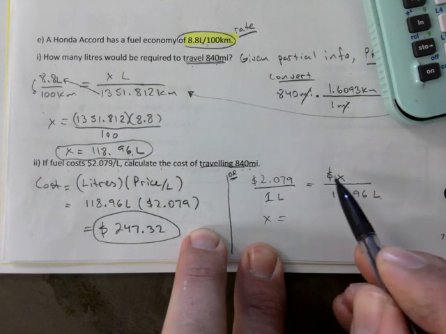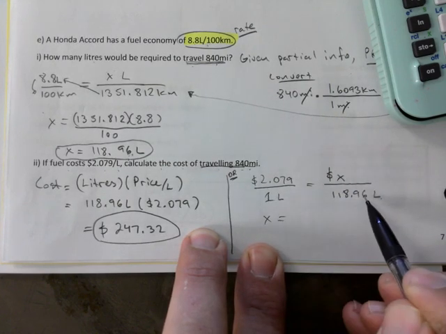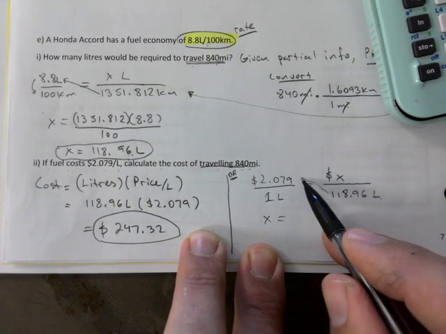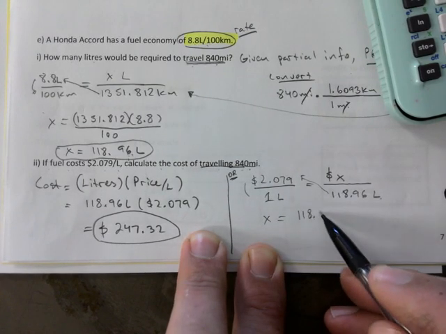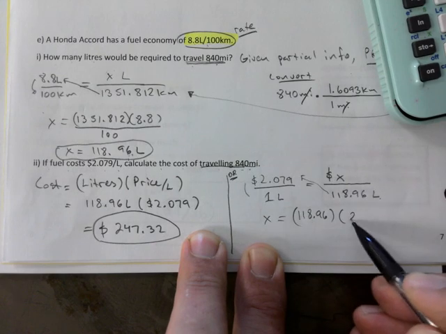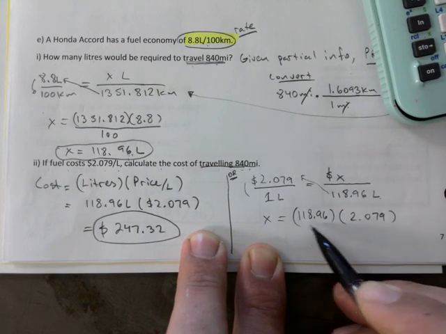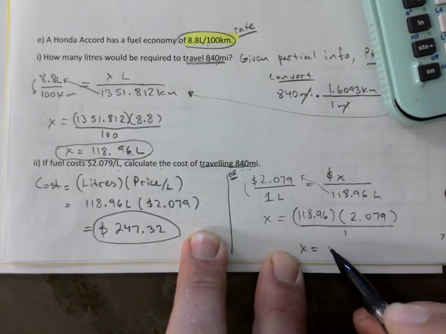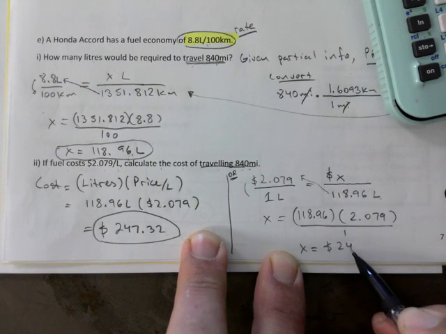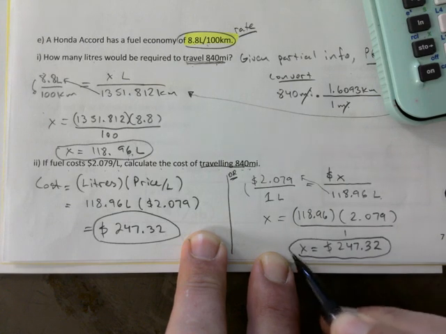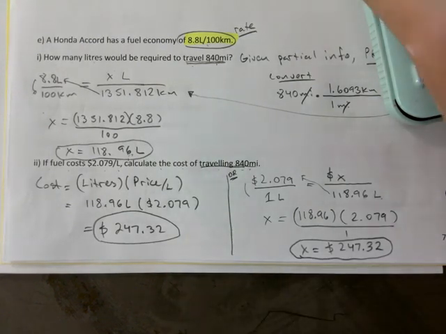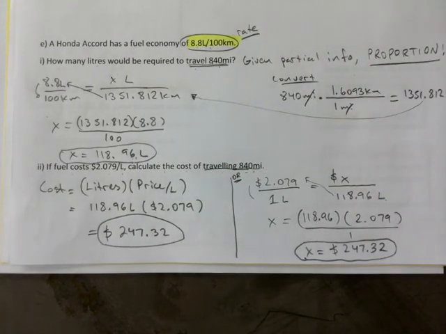So liters with liters, dollars with dollars, right? They're lined up, they're paired up. So you cross multiply and divide, and you'll end up with the same answer, right? 118.96 times 2.079 over 1. I just need you to see that there isn't just one way of solving these questions. Okay? As long as you show me your work, you'll be fine.